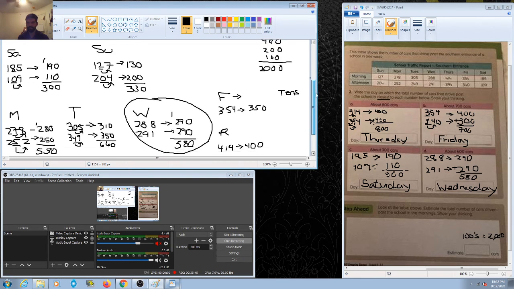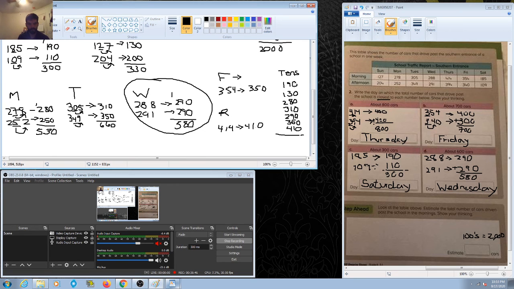So for this we have 190 for Saturday, we have 130 for Sunday, we have 280 for Monday, we have 310 for Tuesday, we have 290 for Wednesday, we have 350 for Friday, and we have 410, my mistake, 410 for Thursday. So now we want to add all of these up.